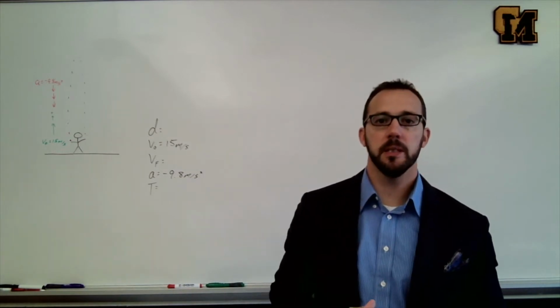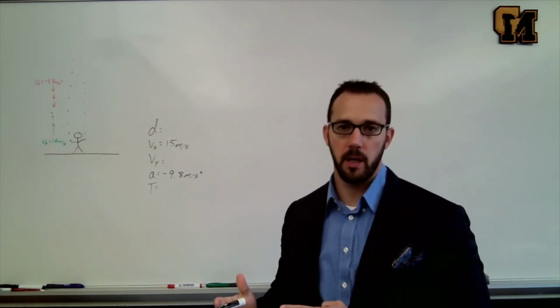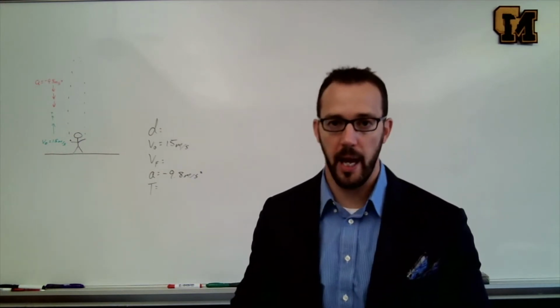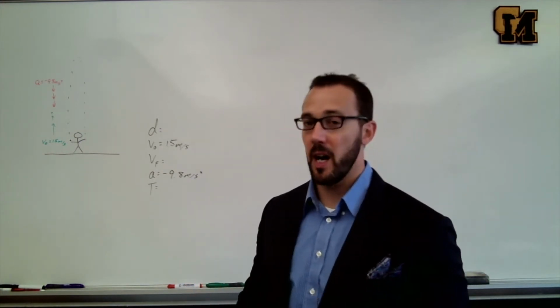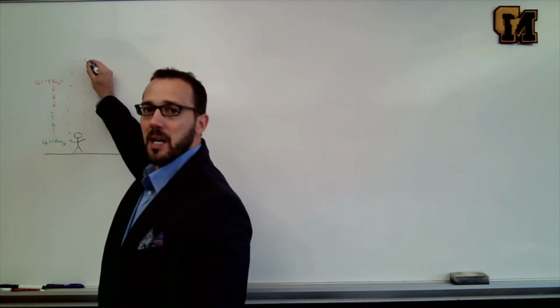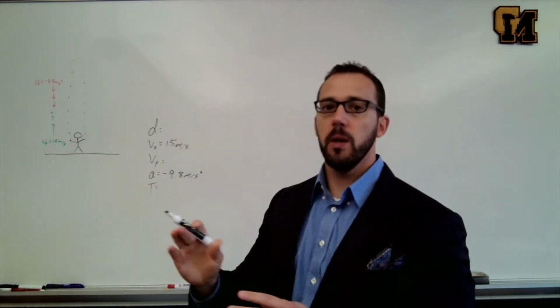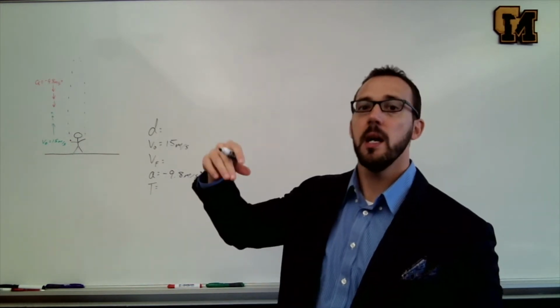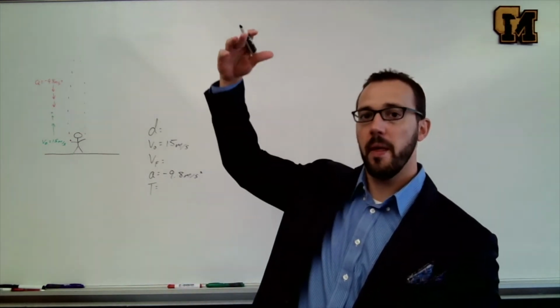Now a common mistake is there is a zero here, and a lot of people want to put zero as the final velocity. Don't do that. The final velocity of an object that you throw up in the air is only zero at the highest possible point. But we're not worried about the highest possible point. The question is not asking how long does it take to get to the highest point. It's asking how long does it take to go up and come back down.